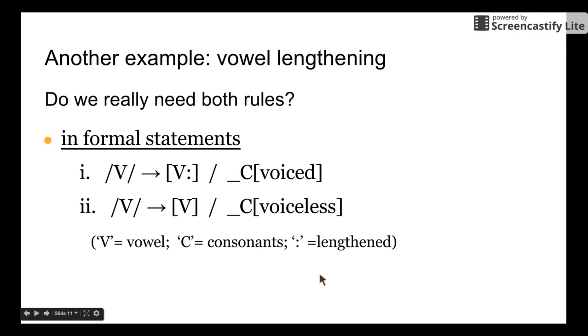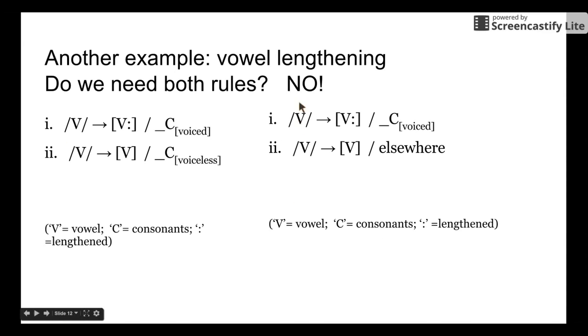However, think about these rules again. Do we really need both rules? The answer is no. Actually, we can revise the rules in this manner. We did not change the first one, however, we can change the second one. We don't need to specify the environment. Instead, we can just say elsewhere.